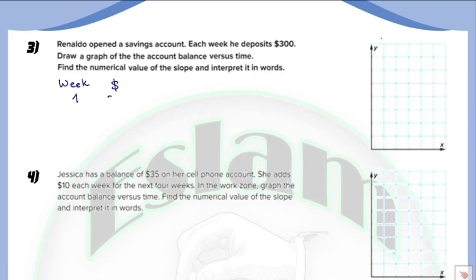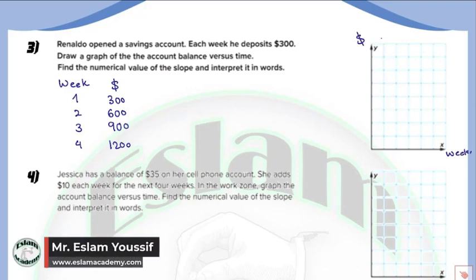After 1 week, he will save $300. After 2 weeks, it will equal $600. After 3 weeks, it will equal $900. After 4 weeks, it will equal $1,200. Now we will graph. X represents the number of weeks, and y represents the amount that he saves. So put the numbers now.